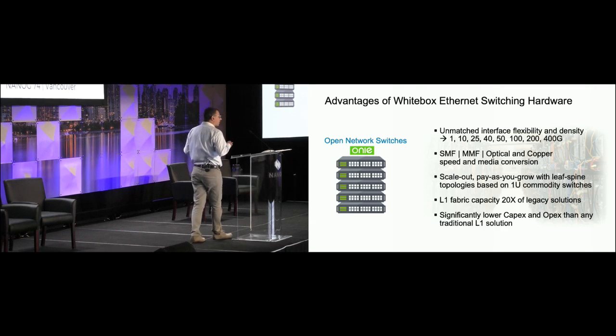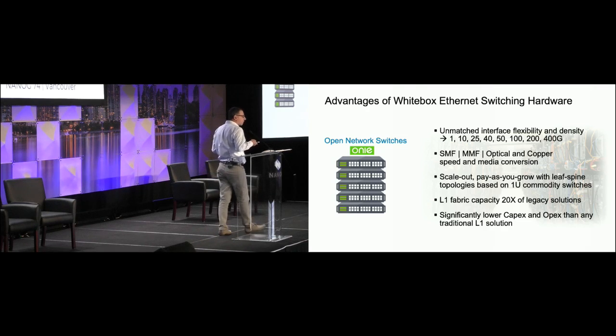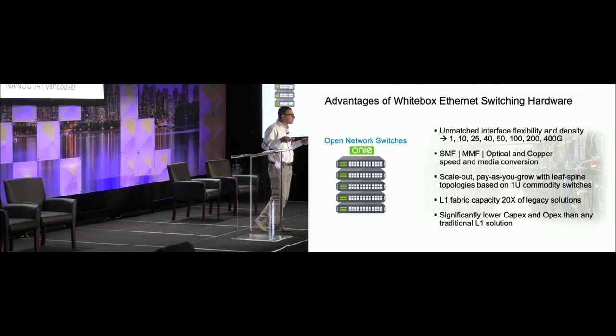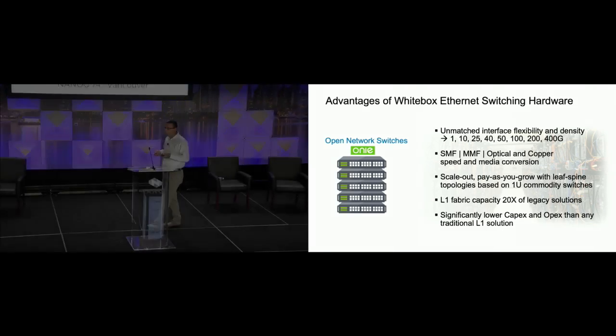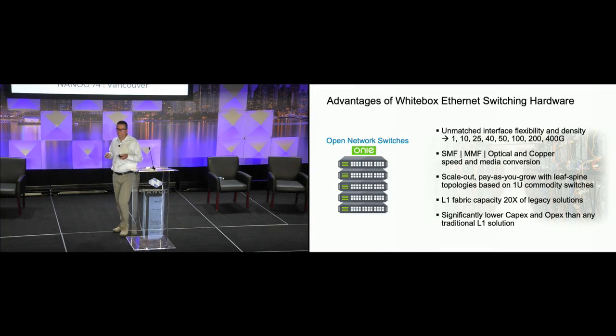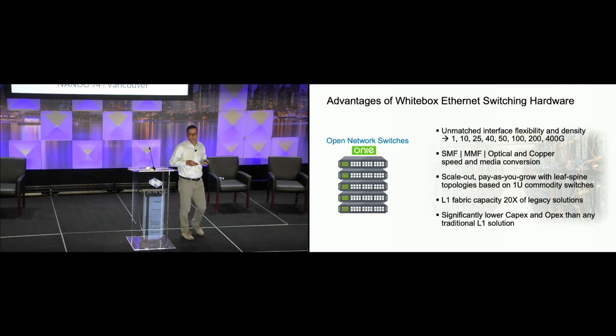Because these white boxes are normally 1U, 2U at the most, you can build a very large scale-out fabric through leaf and spine architecture, and you can accomplish scale capacities at least an order of magnitude higher than a traditional layer 1 solution. I'll show you a couple of examples in a moment. And while you do all that, you can dramatically reduce the cost of building a layer 1 switching fabric for your lab compared to traditional technologies.